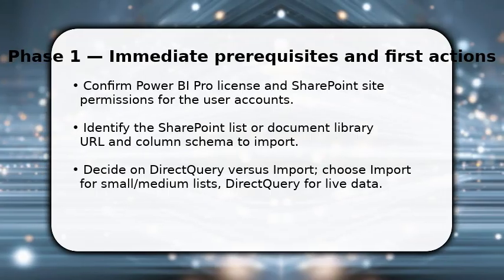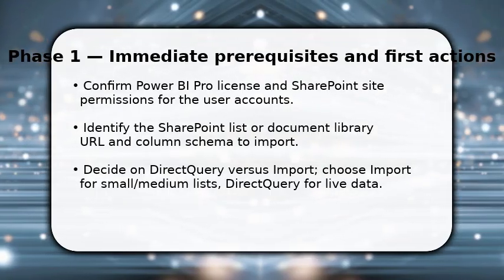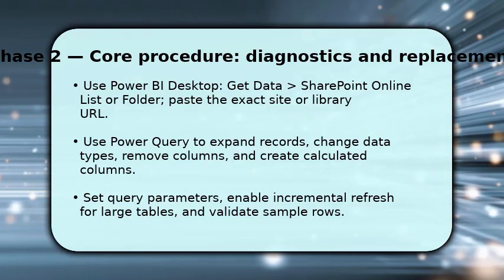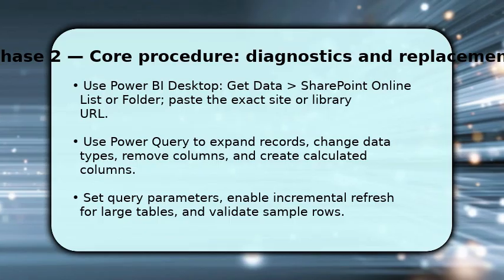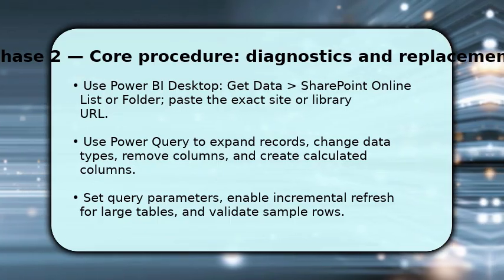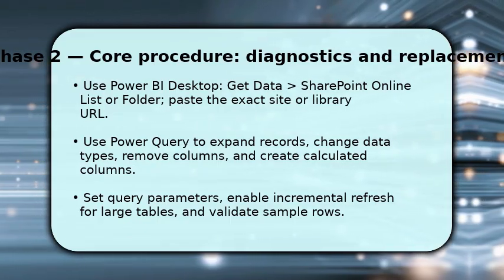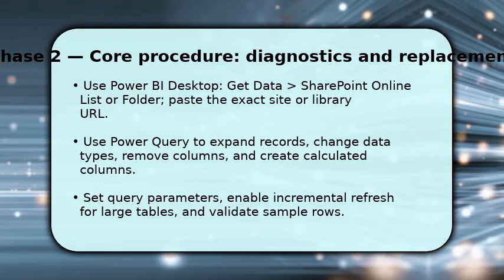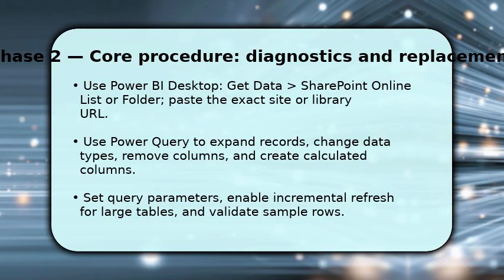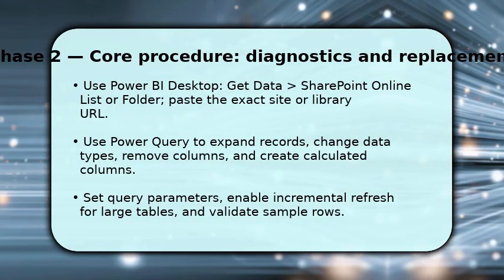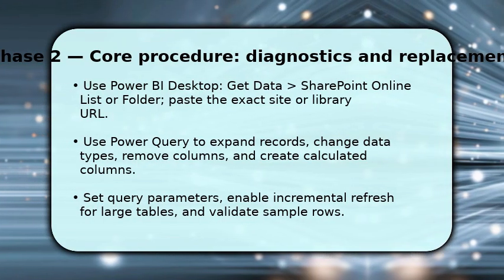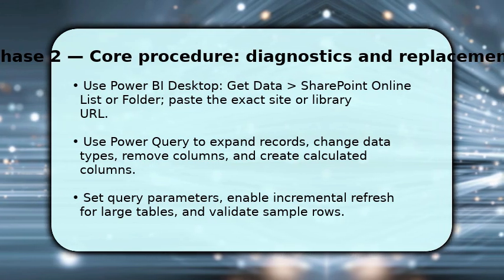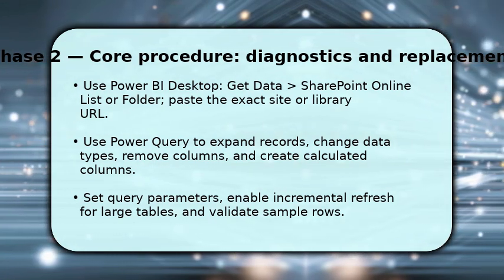You open Power BI Desktop and use Get Data, selecting SharePoint Online List or SharePoint folder and pasting the precise site or library URL. This ensures you pull the intended source. Then, in Power Query, expand record fields, set correct data types, trim unnecessary columns, and add calculated columns where needed to standardize values. Make sure to configure parameters, and for large datasets, enable incremental refresh to reduce load. Once transformation rules are stable, apply changes and validate sample rows to avoid surprises.